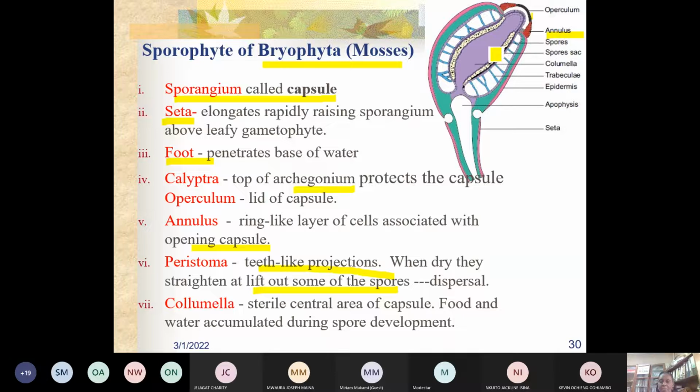Then we have the columella. This is a sterile portion. This portion here is the sterile portion of the capsule, and its function is basically to support that whole capsule, giving it food and ensuring that the spores are undergoing development.